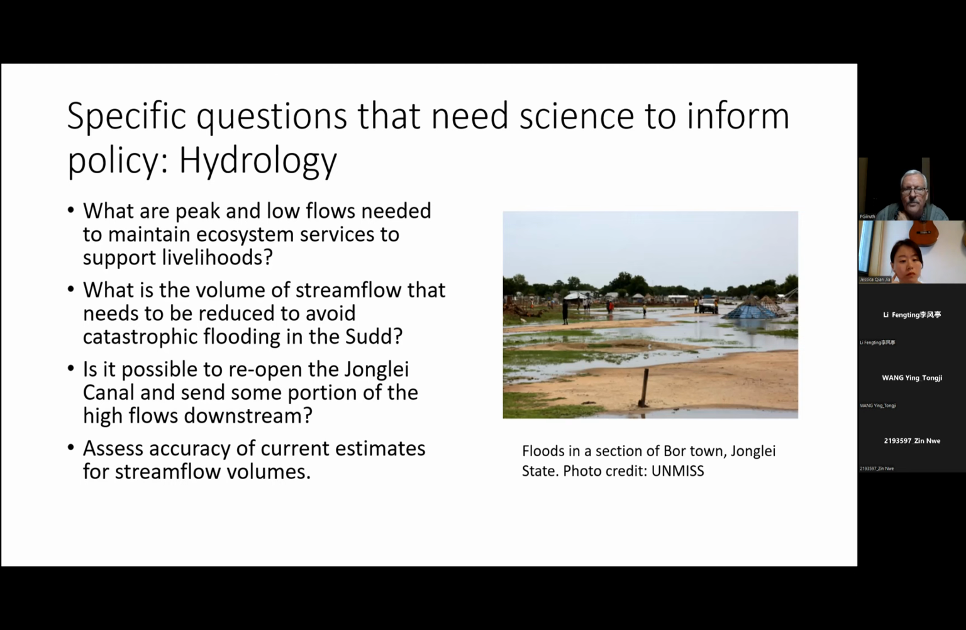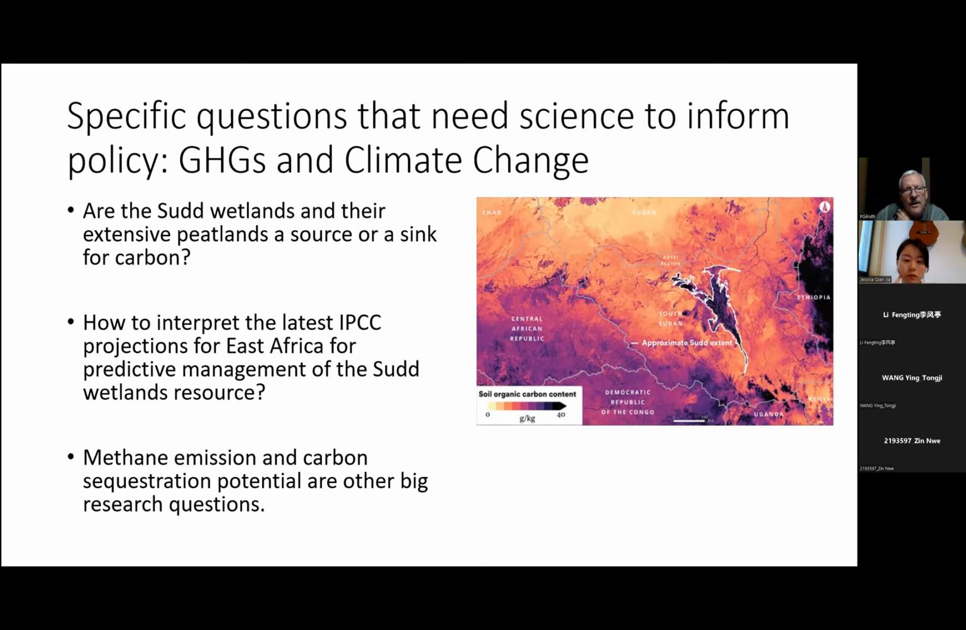In terms of greenhouse gases and climate change, we have to understand the source and sink behavior for carbon in this area. We mentioned that. And how to interpret the latest IPCC projections for East Africa as you're planning predictive management of the wetlands resource.